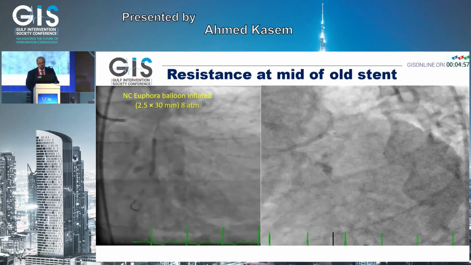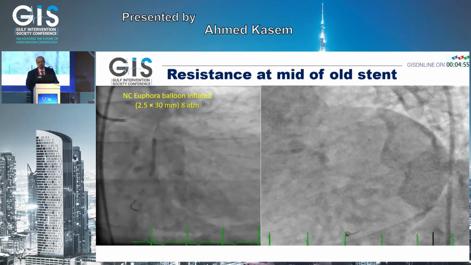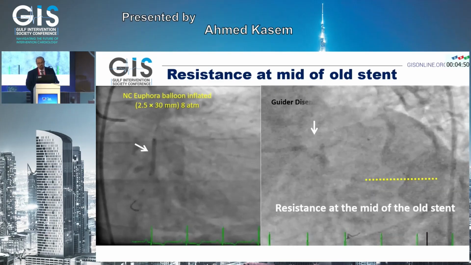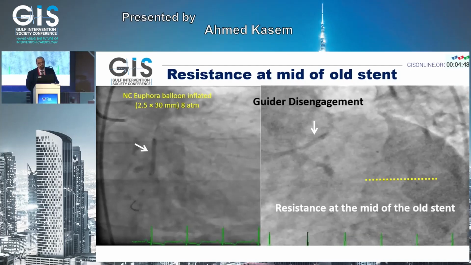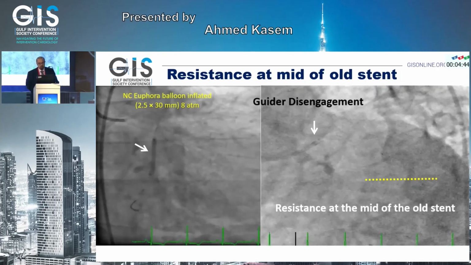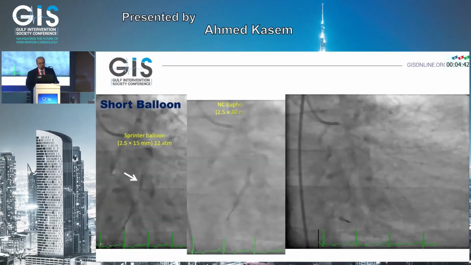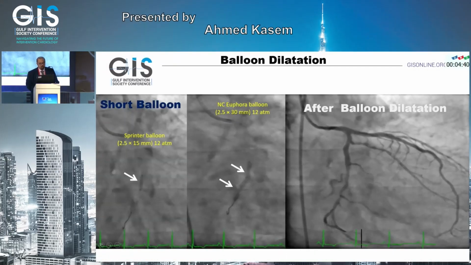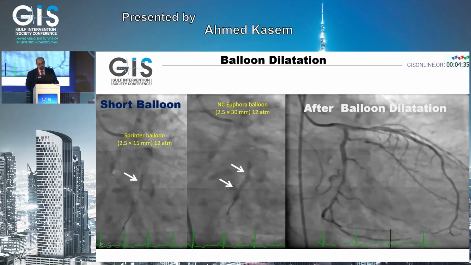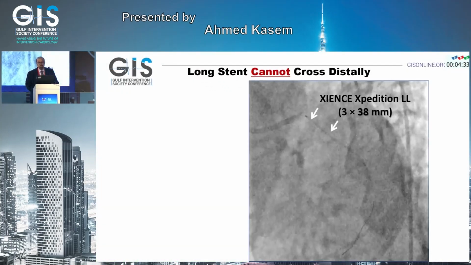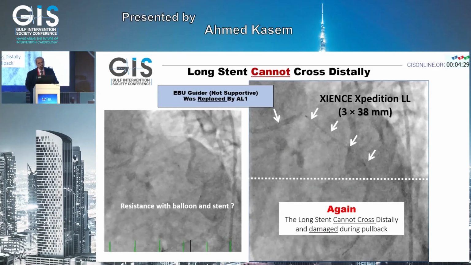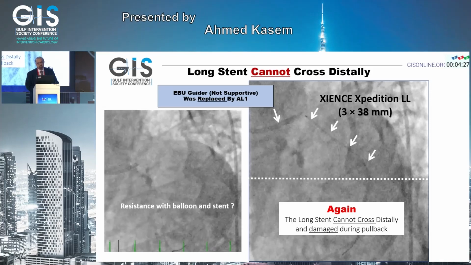But when I used a longer balloon, I found resistance at the middle part of the old stent, and I could not advance the bigger, high-profile NC balloon, 5 by 30. So I decided to use a very short balloon, 2.5 by 15, and dilate this resistance in the middle segment of the old stent. But when I took the stent, I faced the same problem. I had difficulty and could not cross the middle part of the old stent.